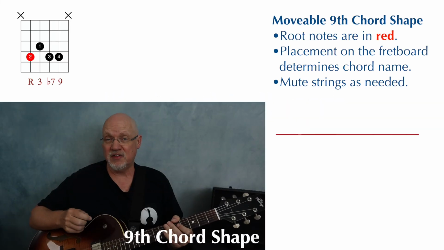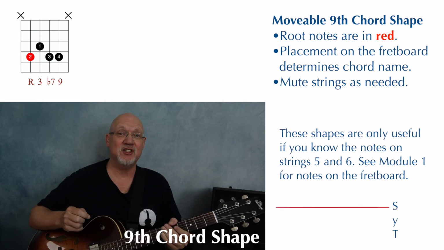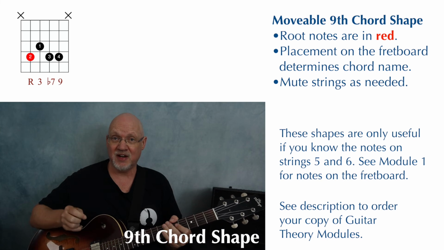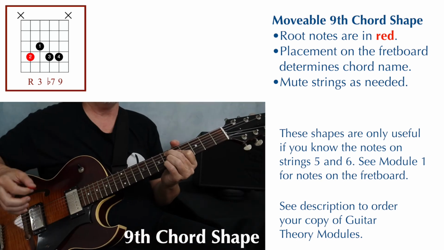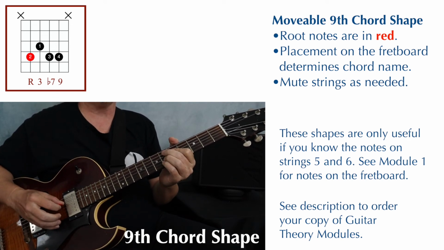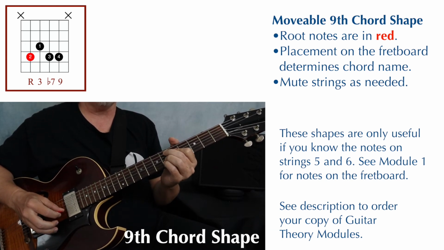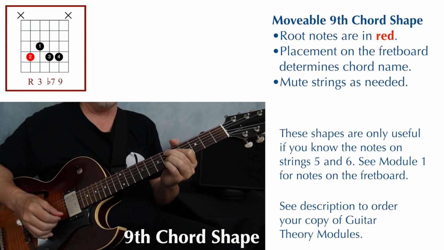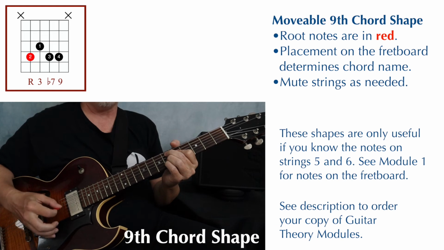Being able to write 9th chords is well and good, but you want to be able to play them on the guitar as well. So I'm going to show you a fairly easy movable 9th chord you can play with a root on the 5th string. So we have finger 2 playing the root on the 5th string. Finger 1 is playing the 3rd. Finger 3 is playing the 7th. Finger 4 is playing the 9th. And we are muting the 1st string and the 6th string.